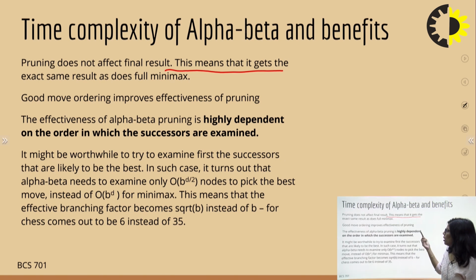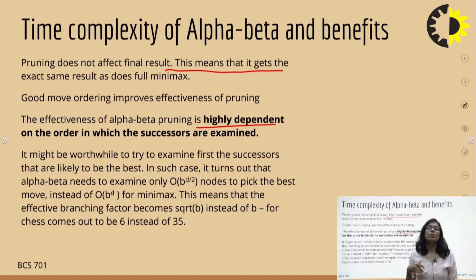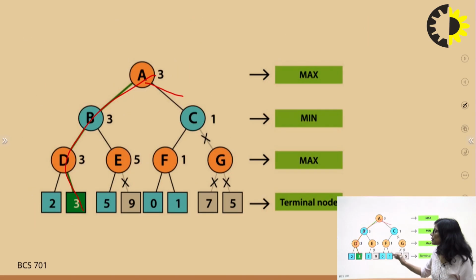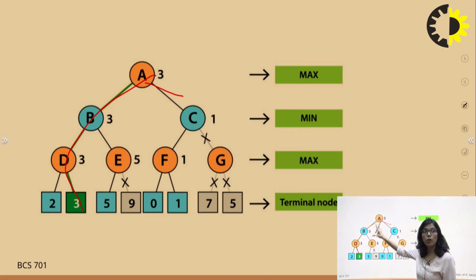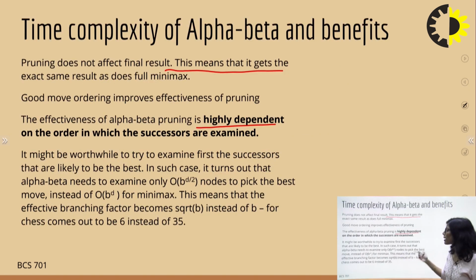The effectiveness of alpha beta pruning is highly dependent on the order in which successors are examined. It's very important. Whatever order we are examining the successors in, the pruning will depend on it. For example, in this case, if we begin the exploration not from this branch but from this branch, then obviously we won't be able to prune these branches. Why? Because this is the path. So the order in which we explore the tree is very important.